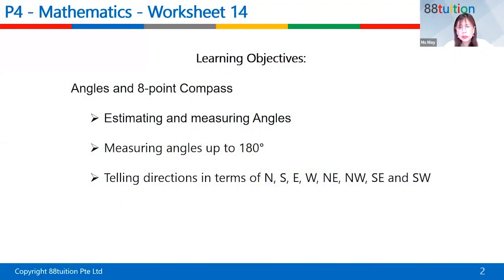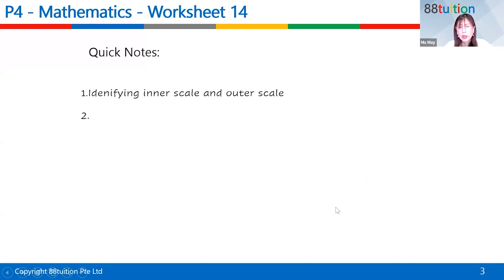So today we're going to learn about angles and the 8-point compass, estimating and measuring angles. Measuring angles up to 180 degrees, telling directions in terms of north, south, east, west, northeast, northwest, southeast, and southwest. Of course, the quick note will be knowing how to identify inner scales and outer scales when we actually measure angles.